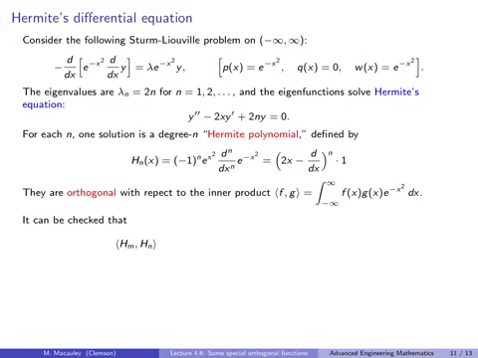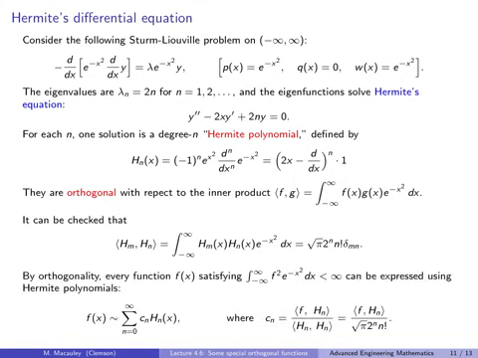If you compute the inner product of two of these polynomials, so say Hm and Hn, by definition, that's the integral over the whole real line of their product times e^(-x^2) dx. You actually get a very simple formula. You get the square root of pi times 2^n times n factorial times the Kronecker delta. So again, this is 0 if m and n are different, and 1 if they're the same.